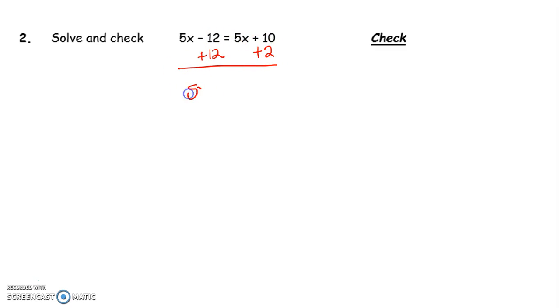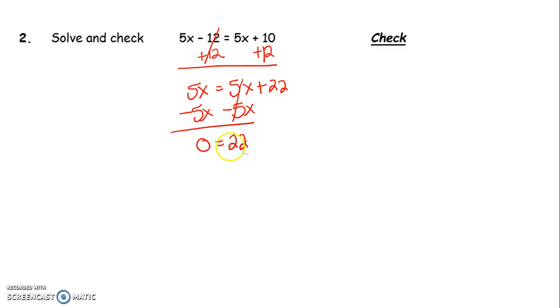I then have 5x equals 5x. 10 plus 12 is 22. Then I'm going to subtract 5x on each side. 5x minus 5x, oh, that's 0. 0 equals 22. 0 does not equal 22. There must be no solution.